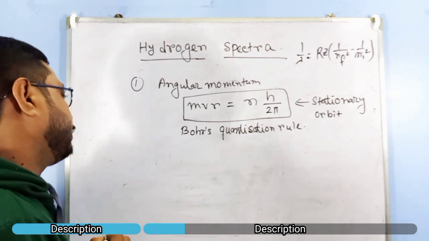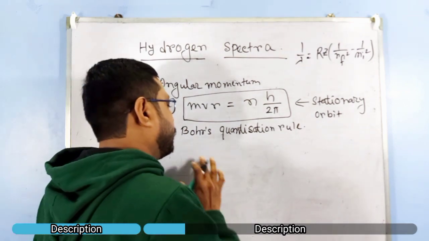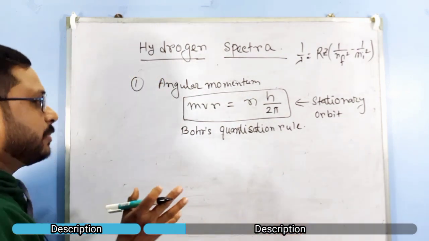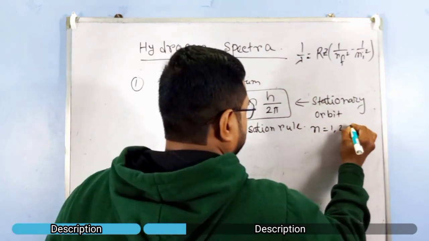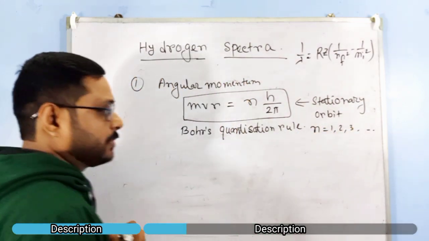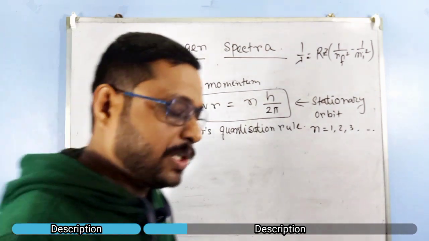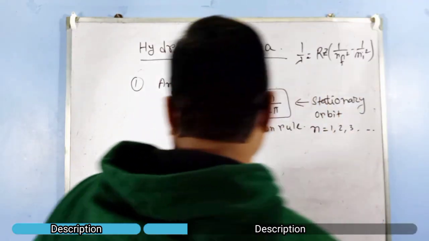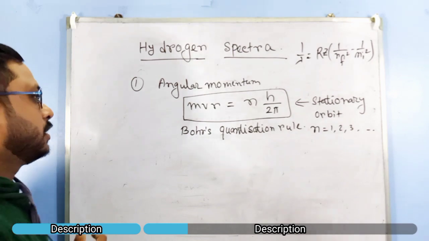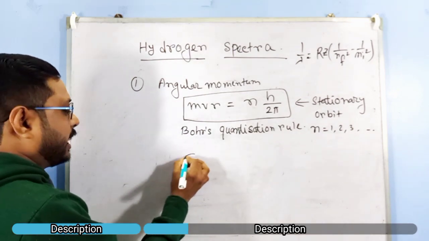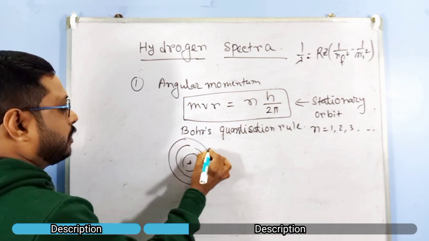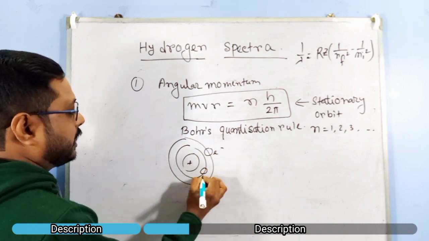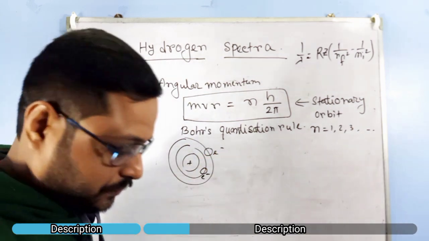If this is not satisfied, the electron will not revolve in that orbit. And the value of n takes only integer values 1, 2, 3, not fractional values, that is 1.5 or 2.75 are not considered. So Bohr says that when the electron circulates or revolves around the nucleus, they do not emit radiation.